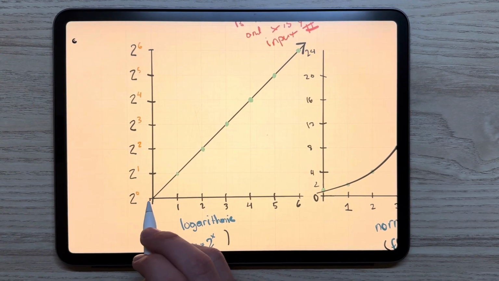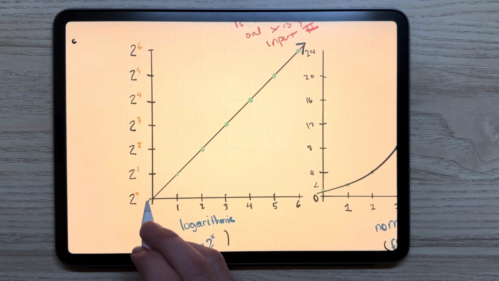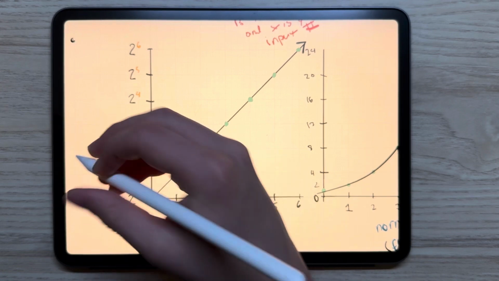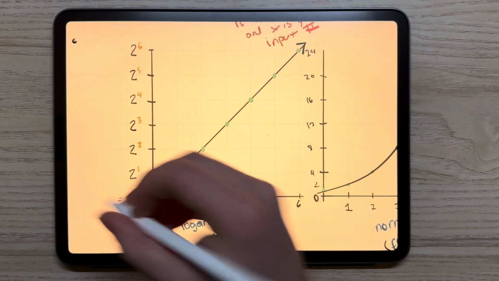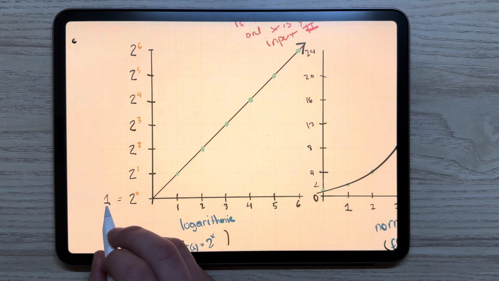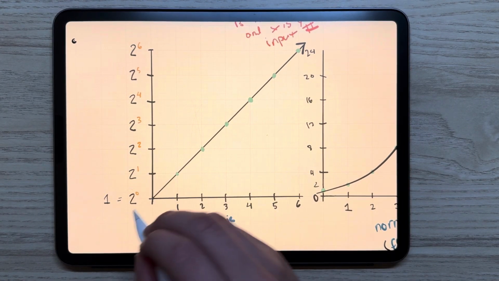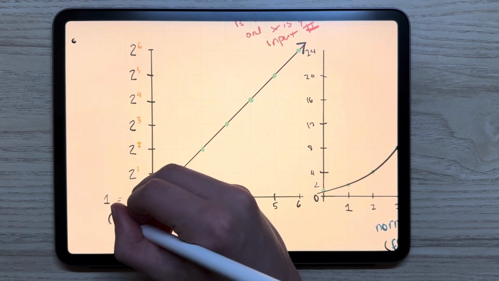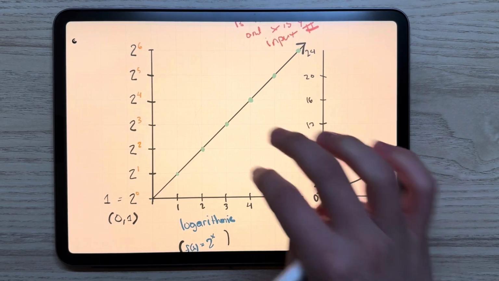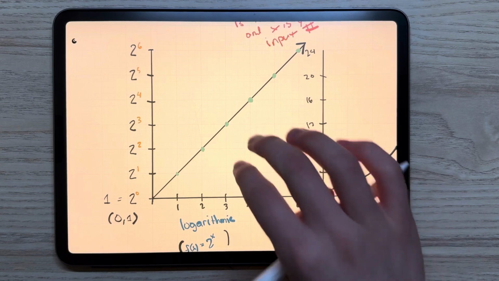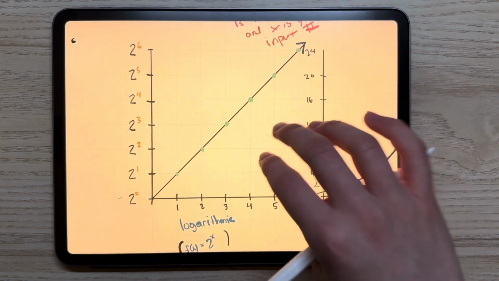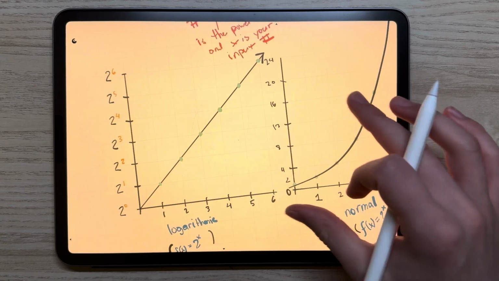2 to the 0 is 1. And so we're just going to go to 0, the 0th power. And that's interesting to note because the bottom of this scale is just going to be 1 instead of being 0. So the origin of this graph is (0, 1), not (0, 0). So that's one difference between the logarithmically scaled graph and the normal graph.